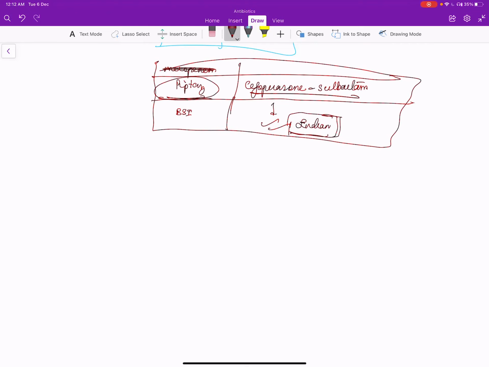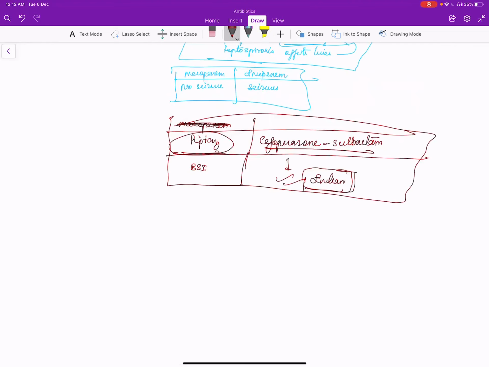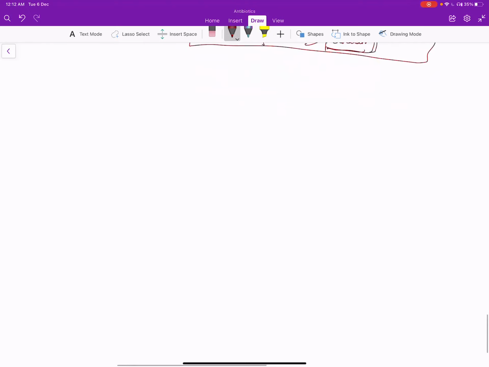Actually, piptaz we have been using for so many years now, but sulbactam we started using only recently, no? Recently only. Maybe that is the reason. Yeah, actually true, I think.